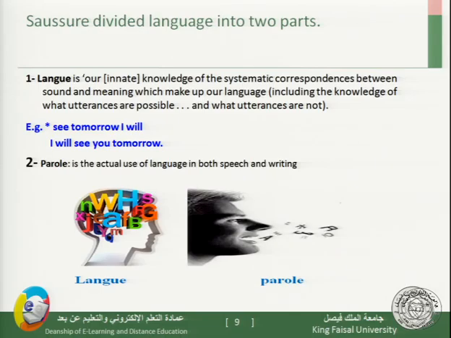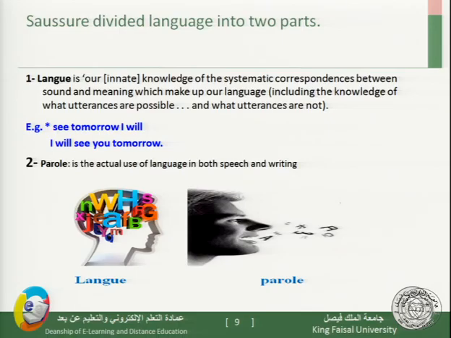Then we move to de Saussure's division of language. De Saussure talks about two main divisions of language. He divides language into two main parts. The first is called the langue, and the other is the parole. And the difference between them is very easy to understand.